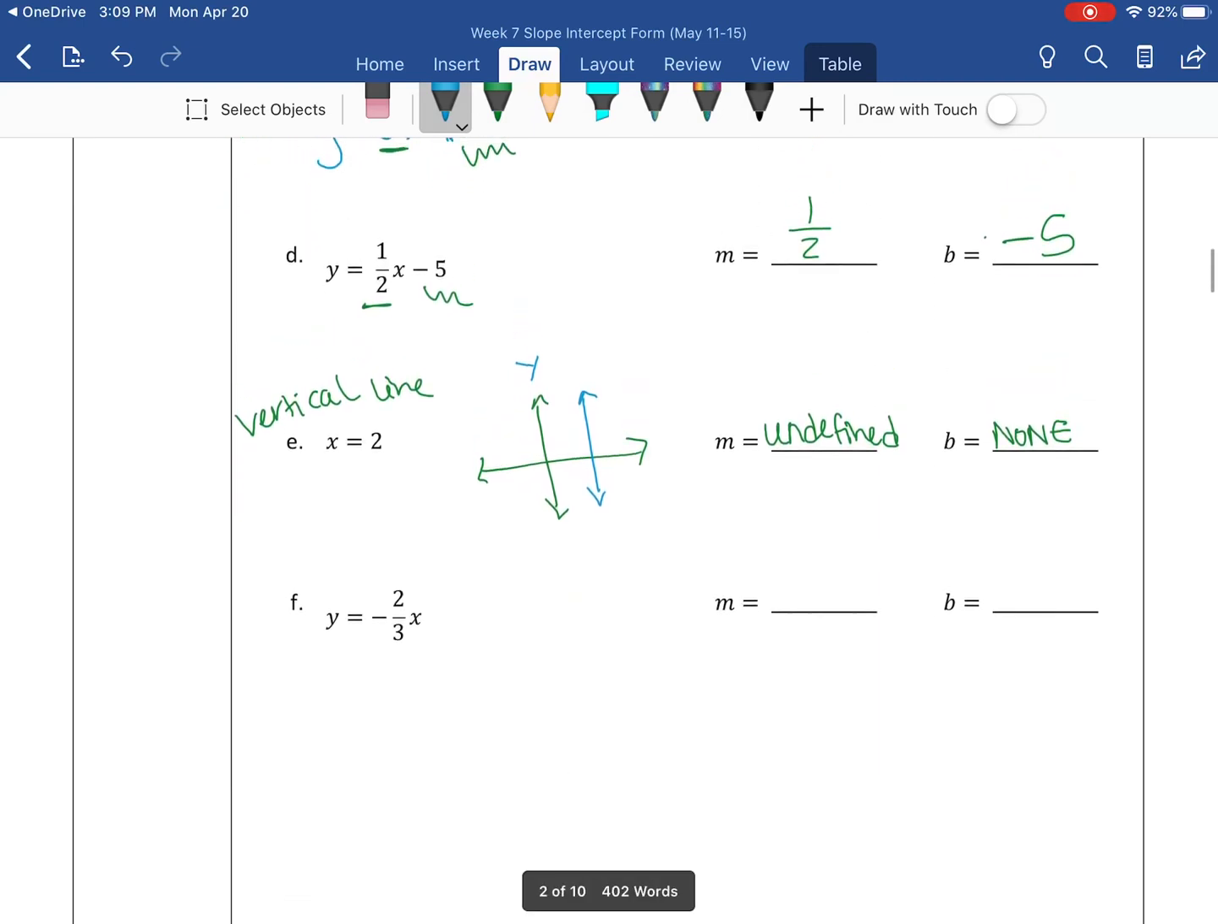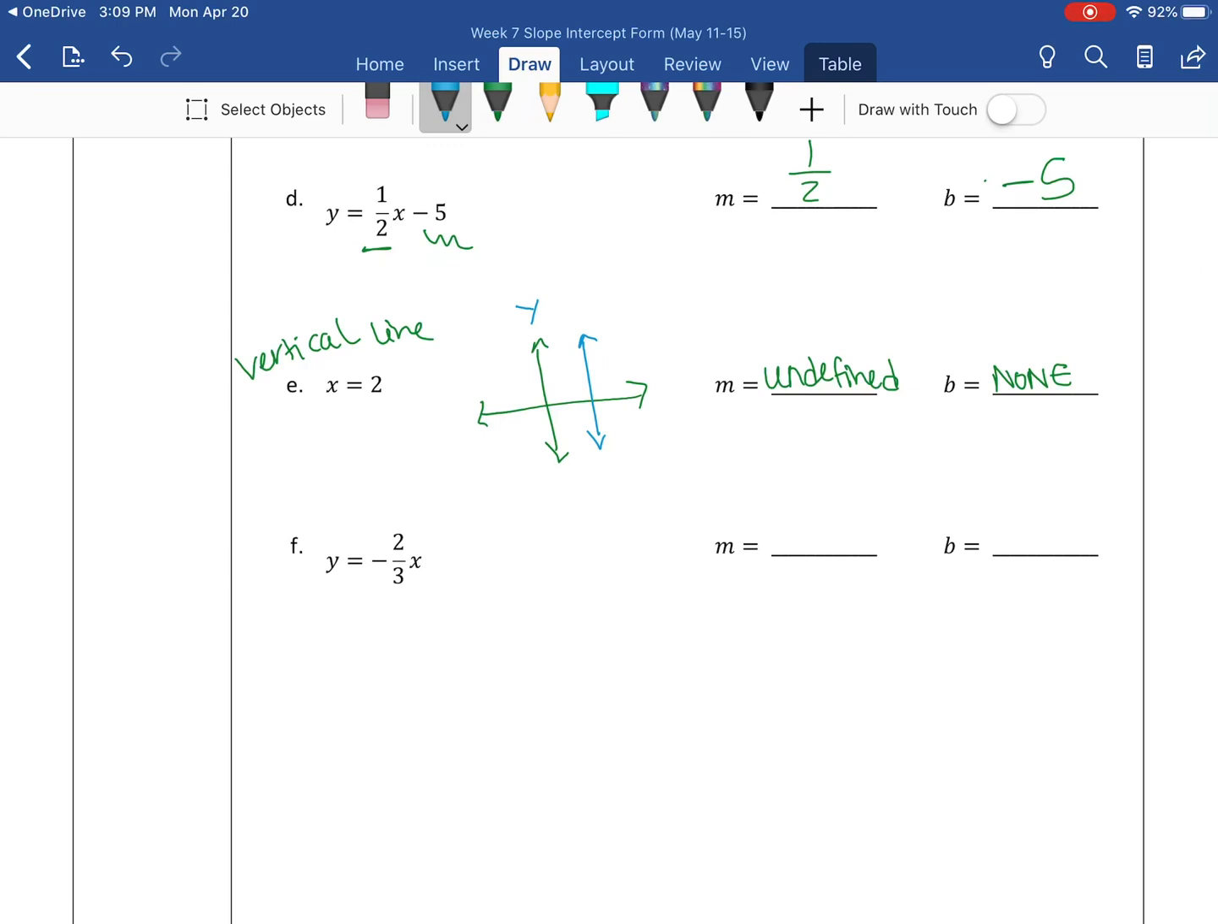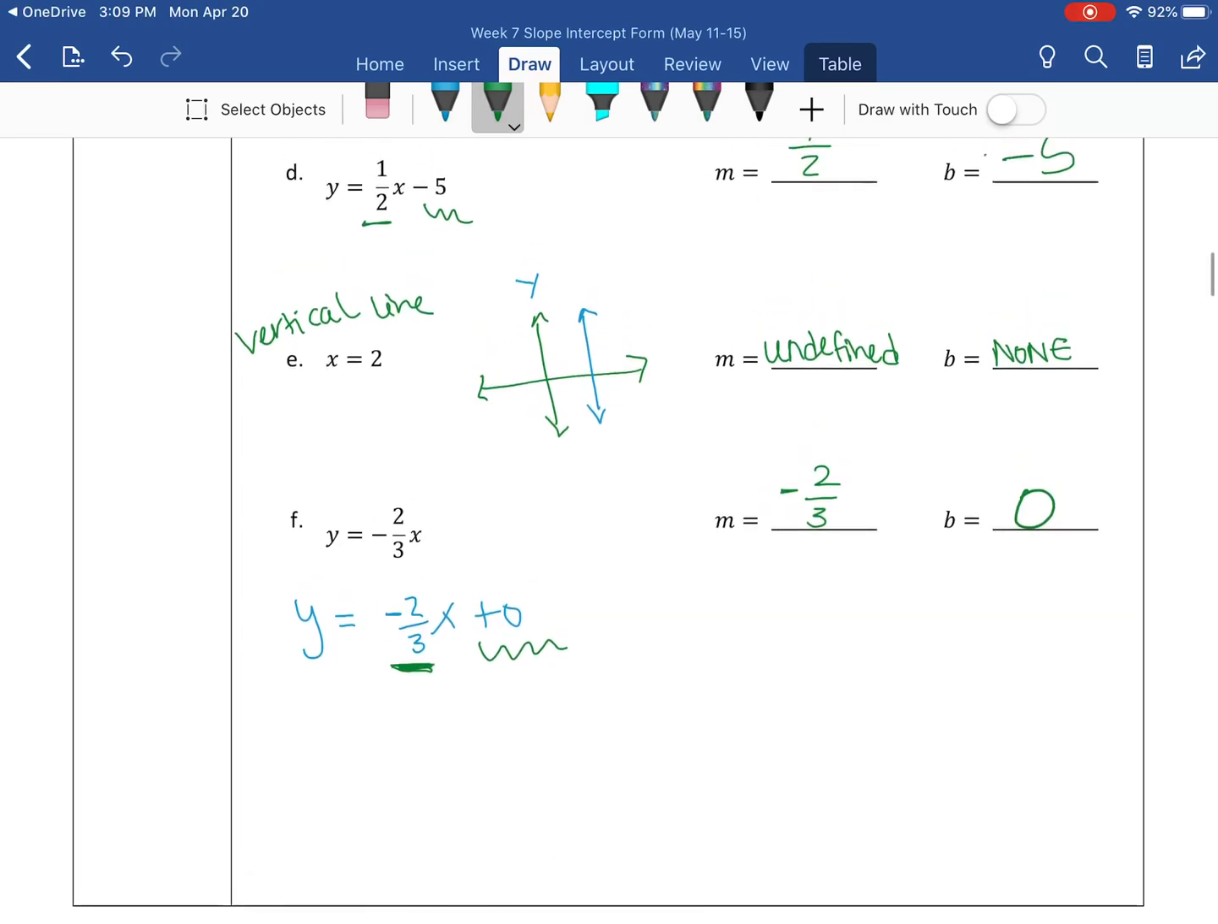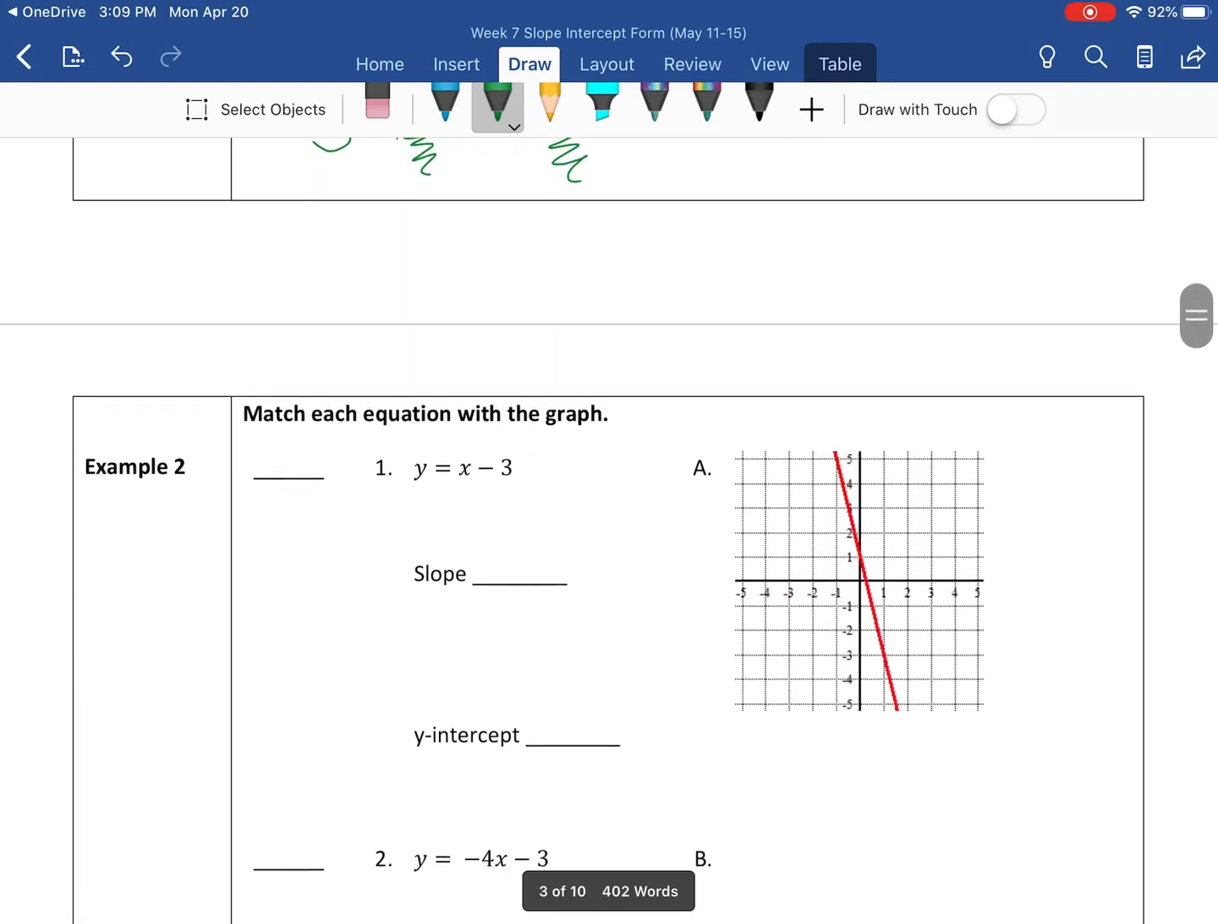For letter F, we have y equals negative 2/3 times x. Notice how for this one we're not adding or subtracting anything, so it's like having y equals negative 2/3 x plus 0. So our slope would be negative 2/3, and our y-intercept would be 0. So that's how you find your slope and your y-intercept from an equation. All you do is look, and you find your mx plus b. You find your slope from your m, you find your y-intercept from your b. That's all you need to do.